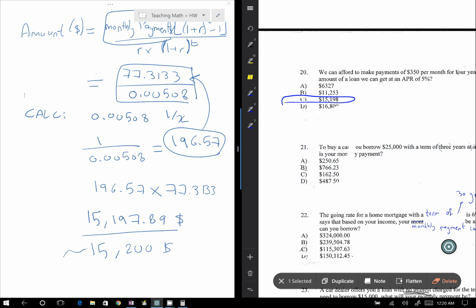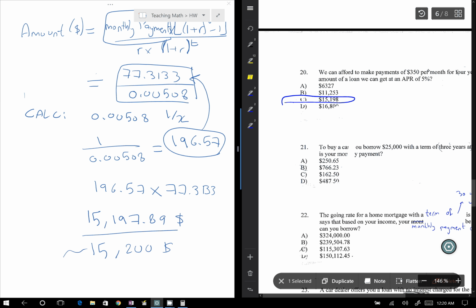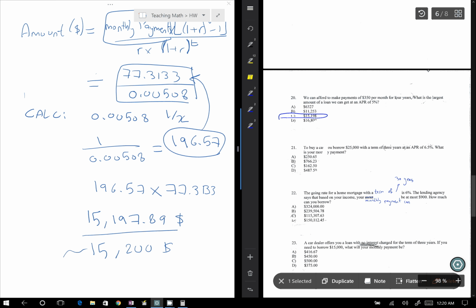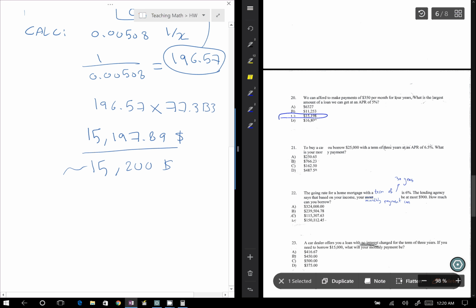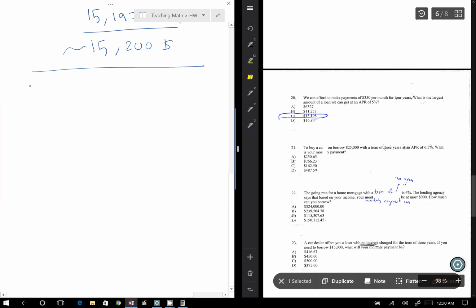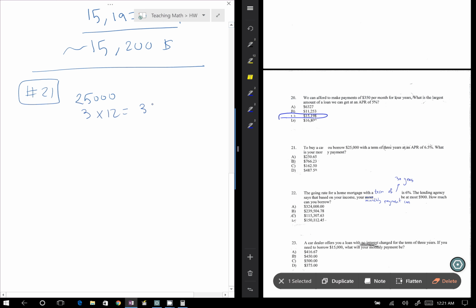To buy a car, you borrow 25,000. So that's 21. With 3 years. So 3 times 12, that's 36 months. APR 6.5%. What is your monthly payment?